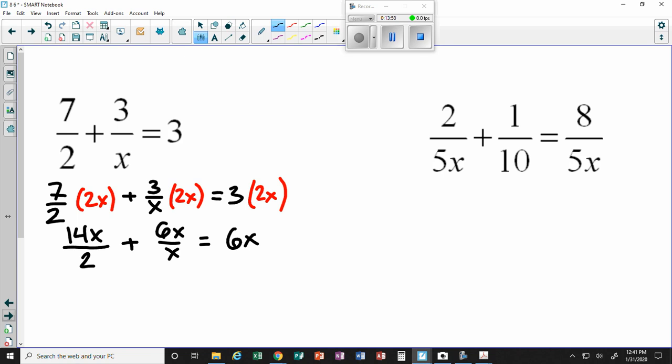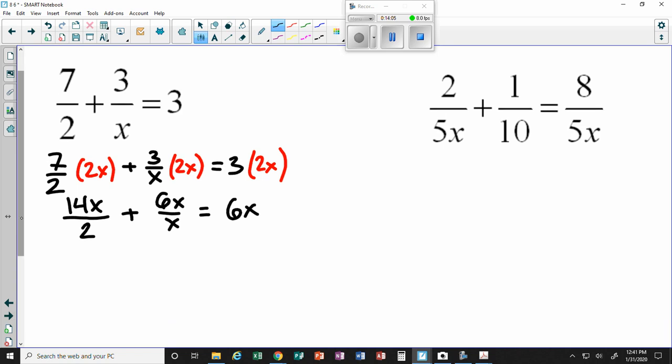So now, when I go to solve this, or go to simplify first, what's 14x divided by 2? 7x. What's 6x divided by x? 6. Okay. Now, how I would have done it is I would have simplified first before I multiplied. So I would have gone up here and said, okay, well, if I have 7 halves times 2x, so I'm multiplying by 2 and dividing by 2, so those cancel, so I'm left with just what?